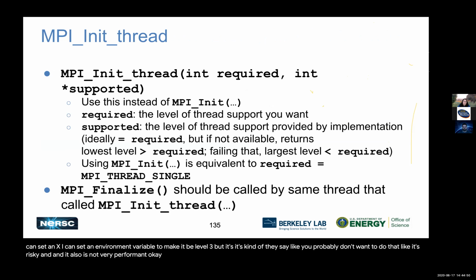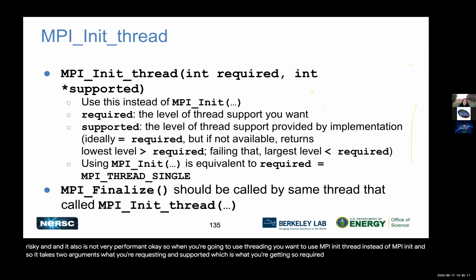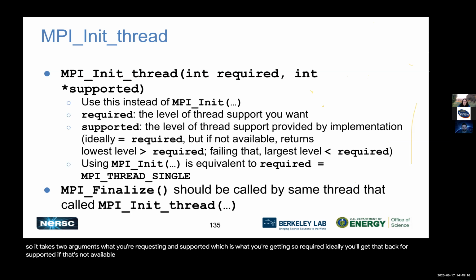When you're going to use threading, you want to use MPI init thread instead of MPI init. It takes 2 arguments: required, which is what you're requesting, and supported, which is what you're getting. Ideally, you'll get what you required back for supported. If that's not available, it returns the lowest level that's greater than your requirement. Failing that, it returns the largest level less than your requirement.